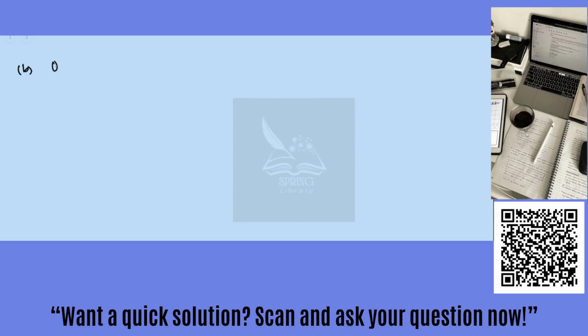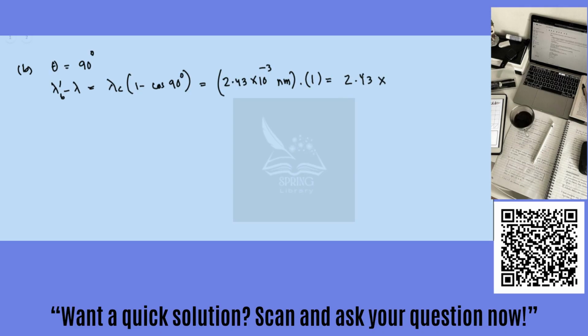So for part B, theta is 90 degree. So lambda dash minus lambda, I'll say this as lambda dash b, is equal to lambda c times 1 minus cos of 90 degree, that is equal to lambda c, 2.43 times 10 to the power minus 3 nanometer, and cosine of 90 is basically 0, so 1 minus 0 is just 1. So this is the Compton wavelength shift for part B now.